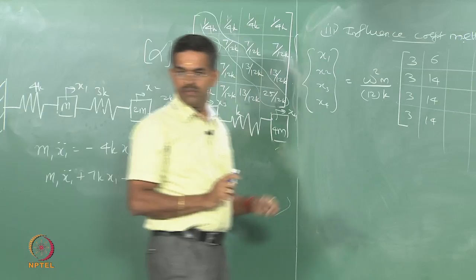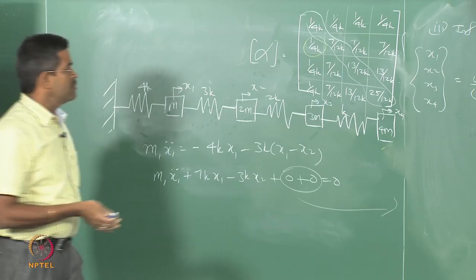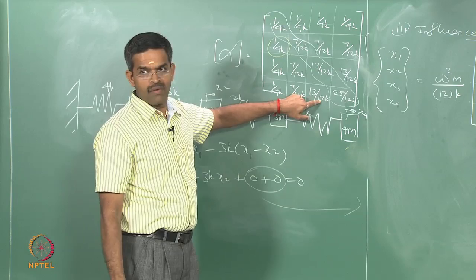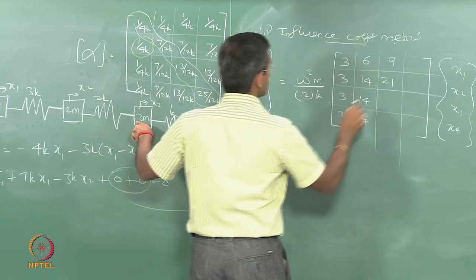14. Similarly, go back to the third column, there is a 3 numerator here, multiply with the 3m, so I get 9. Remaining all I have 12 in the denominator, there is no multiplier in the numerator available. 7 3s 21, 13 3s 39, 13 3s 39.